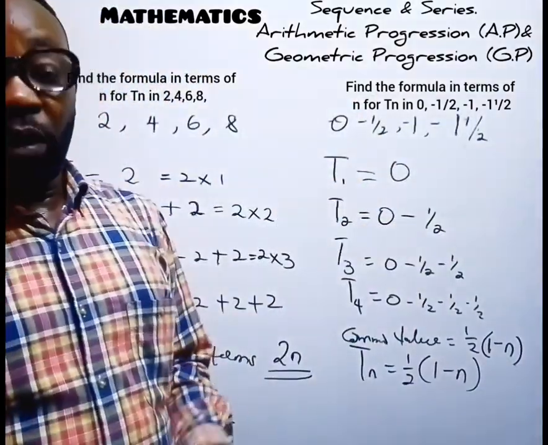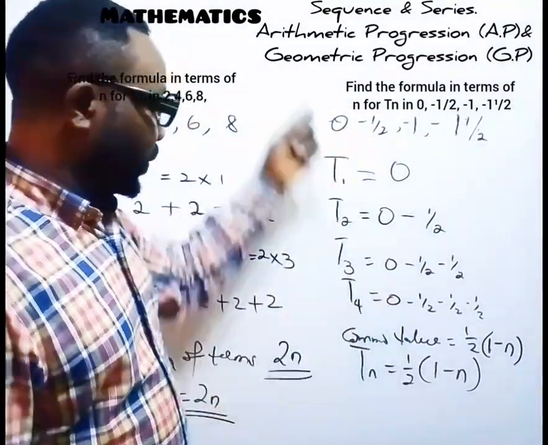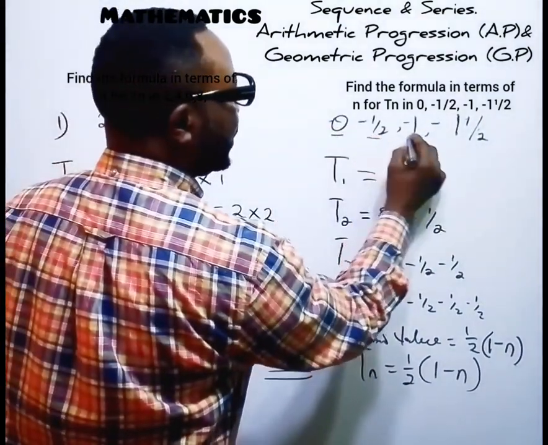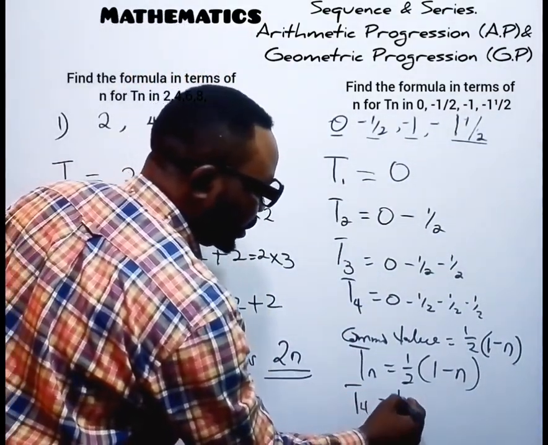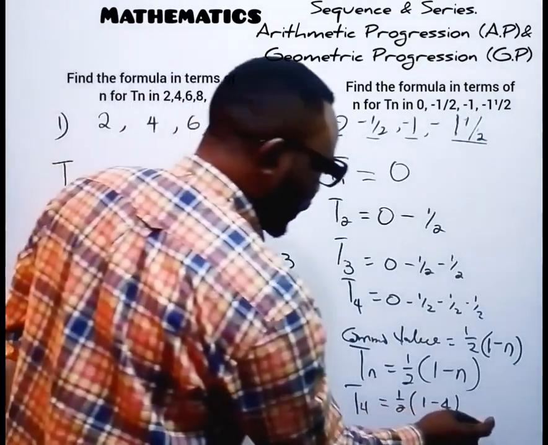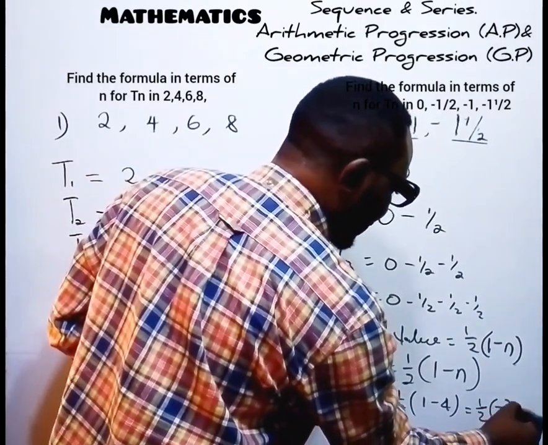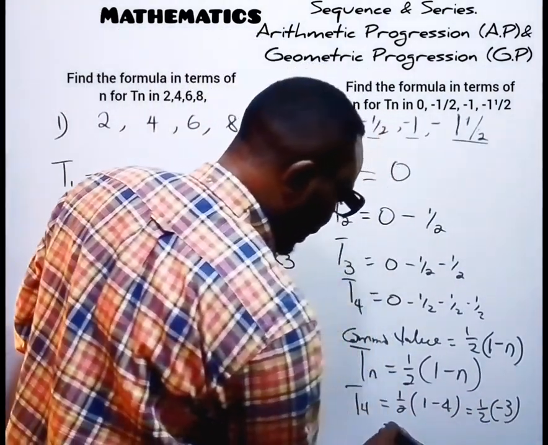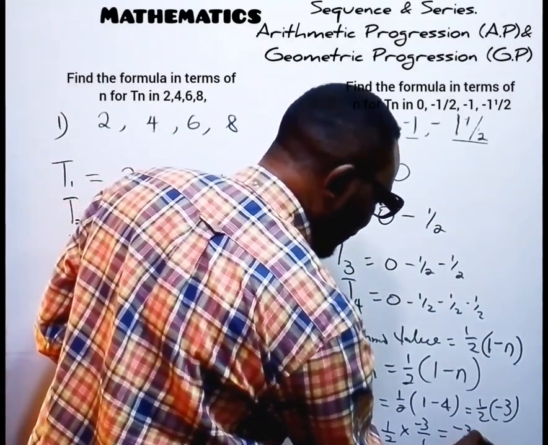Let's take, for example, one of these terms as a case study. I'm taking the fourth term now. You can see that this is the first, second, third, and fourth term. T4 will be equal to half into bracket 1 minus 4. 1 minus 4 is equal to what? Half into bracket minus 3, because 1 minus 4 will give us minus 3. This is also equal to 1 over 2 multiplied by minus 3 over 1. It's equal to minus 3 over 2.